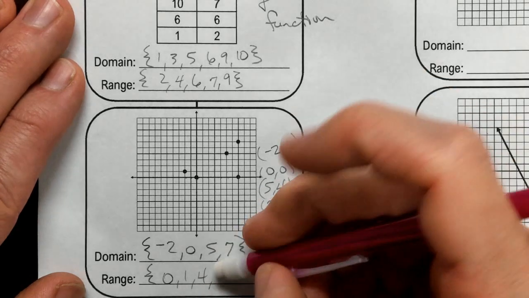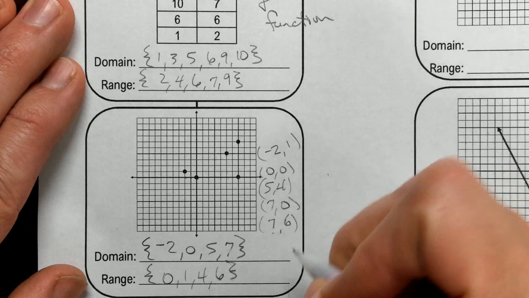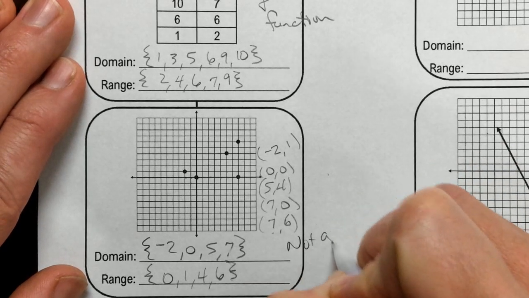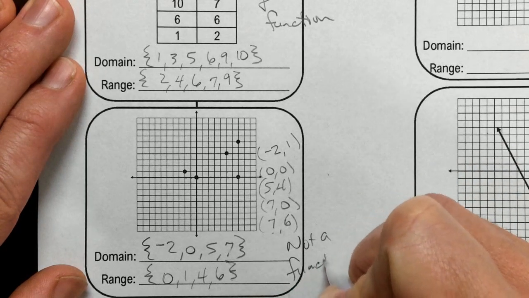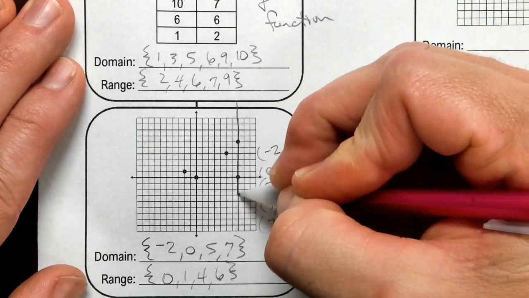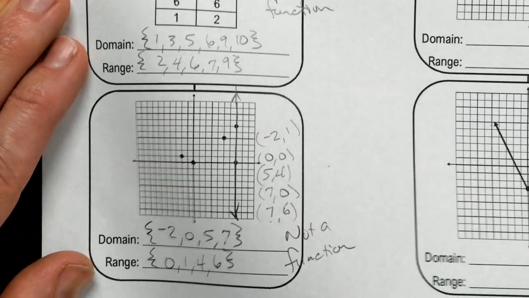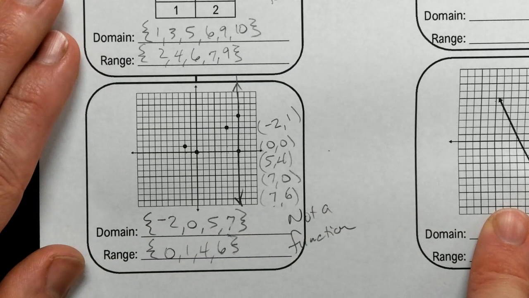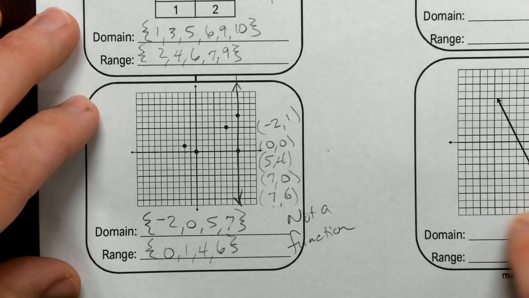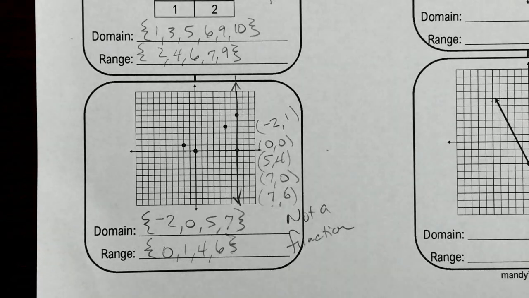Last thing, is it a function or not? It's not, because it has the same x values. What x value? 7. So again, if I was to draw a vertical line through x is 7, you see how it touches that vertical line twice? Therefore, it is not a function. Again, if it touches the vertical line twice, it is not a function. Or if any of my x values repeat to a different y value, it is not a function.